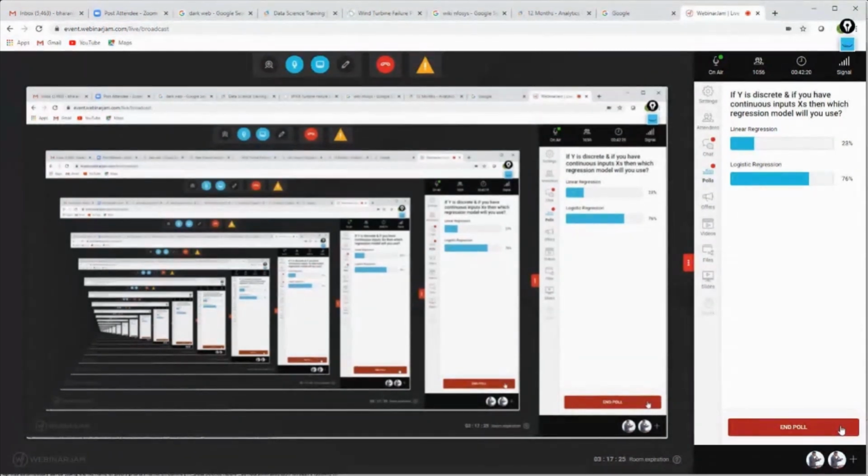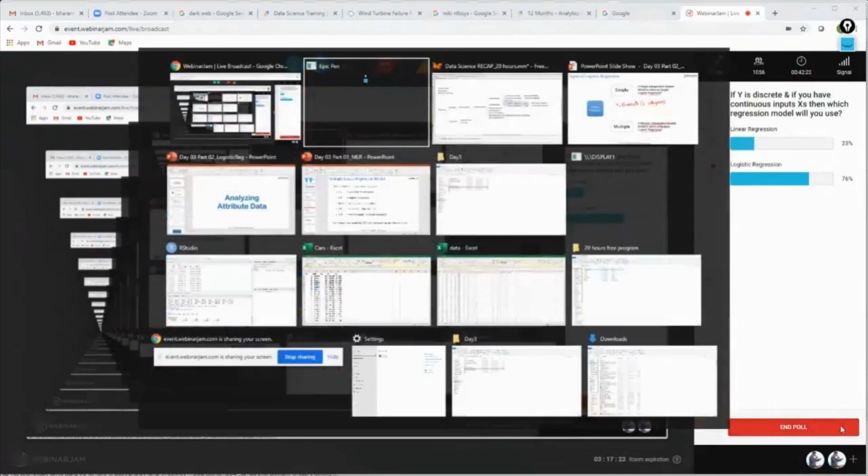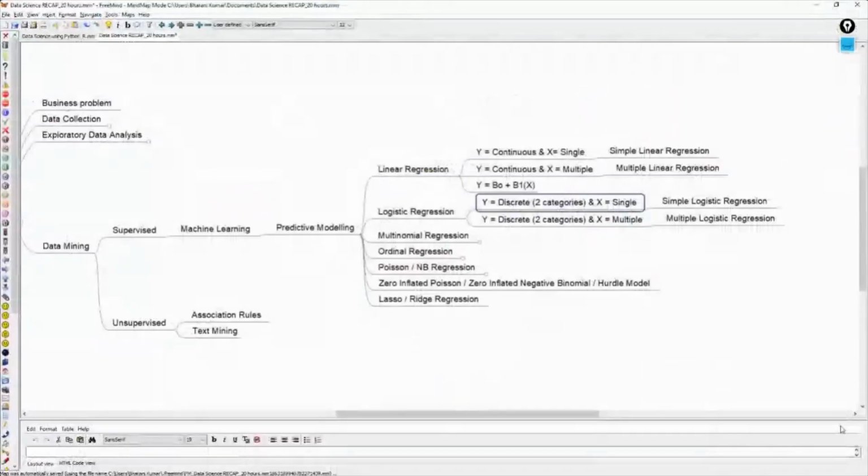Okay. Exactly. 76% of y'all are saying that you proceed with logistic regression. Absolutely right. I tried to trick you guys, but you did not get tricked because you are more intelligent than me, right?